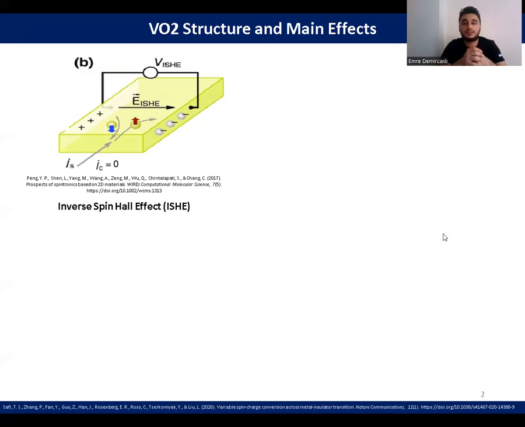As we can see in the figure, here E is the electric field, JC is the charge current, and JS is the spin current. The inverse spin Hall effect converts an incident spin current into a transverse electric field, basically.